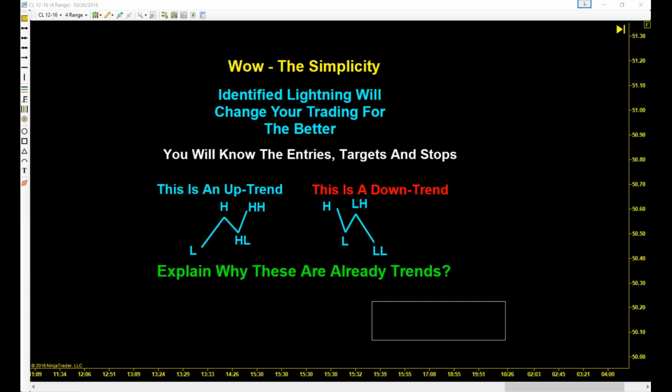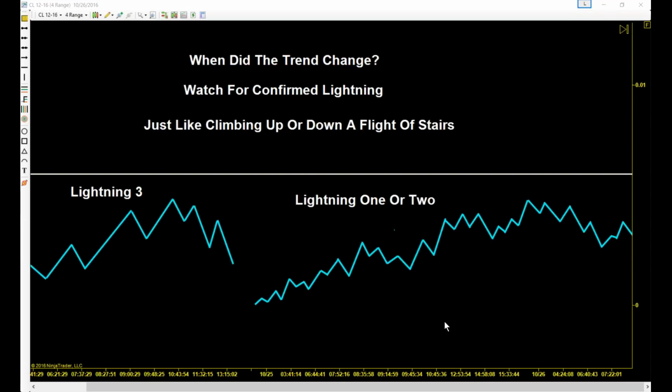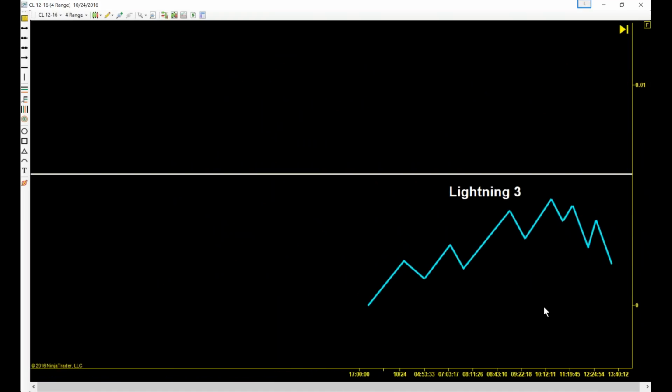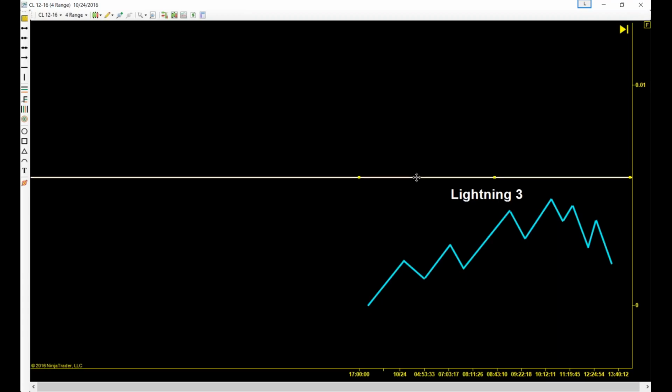You should be able to see another chart coming up. Okay, now look at this chart right here and tell me, when did this chart start heading back down? We don't care if this is Lightning 3, but it is Lightning 3. But let's just say, when did this chart start heading down for sure? Okay, I'm going to move my line and you tell me when it gets there.